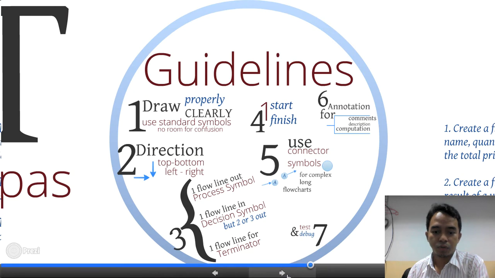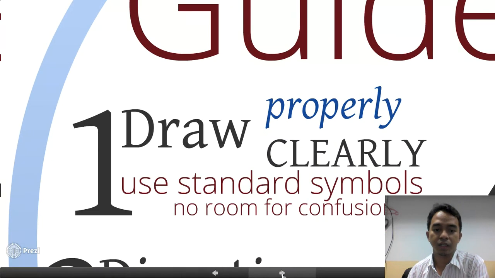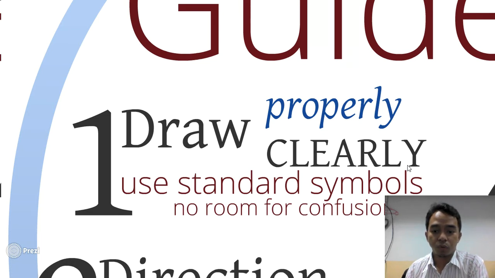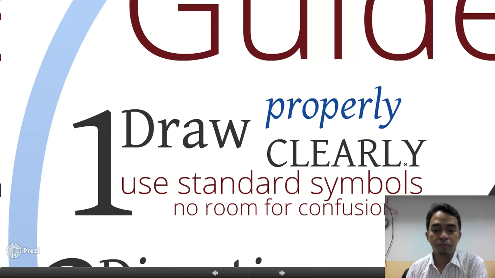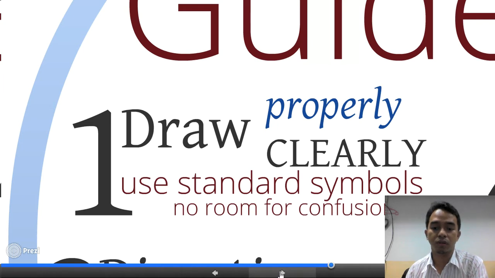Now, in order for us to properly draw or create a flowchart, we need to follow seven guidelines. The first guideline is whenever you're creating a flowchart, you must draw properly and clearly. We don't want to confuse people. That's why we have a flowchart. We need to use standard symbols so that people won't get confused and won't misunderstand what you're trying to tell them through the flowchart that you have.